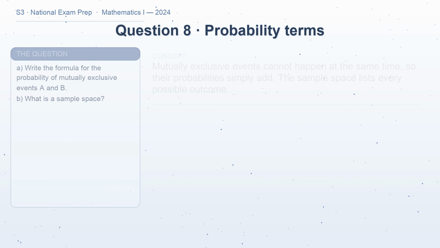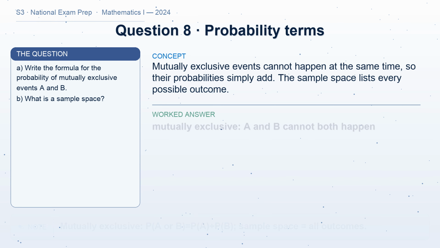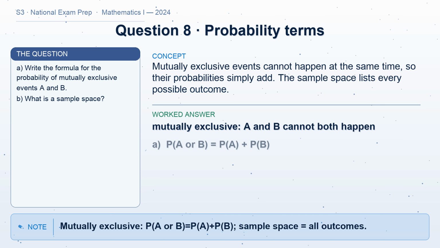Part A. Write the formula for the probability of mutually exclusive events A and B. Part B. What is a sample space? Mutually exclusive events are events that cannot both happen at the same time, like getting a head and a tail on a single coin toss. Because they never overlap, the probability of A or B is simply the probability of A plus the probability of B. For part B, the sample space is the set of all possible outcomes of an experiment.